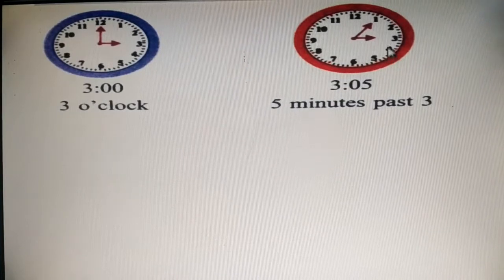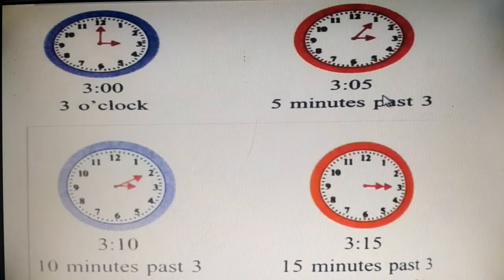In this one, the minute hand is at 1 and the hour hand is at 3. 1 5s are 5. That's why the time is 3:05, or you can spell it 5 minutes past 3. Both are same. You can opt any one of the time. After that, in this one, the hour hand is at 3, the minute hand is at 2. 2 5s are 10. It's 3:10, or you can spell it 10 minutes past 3.